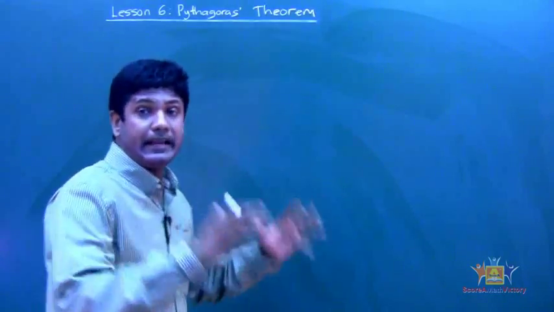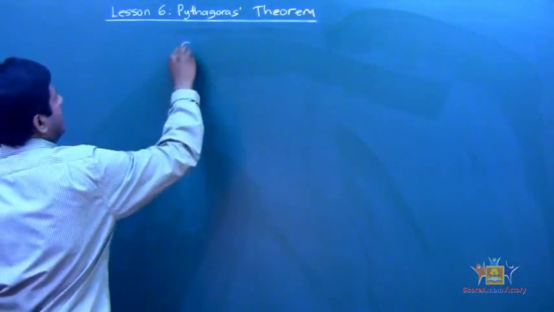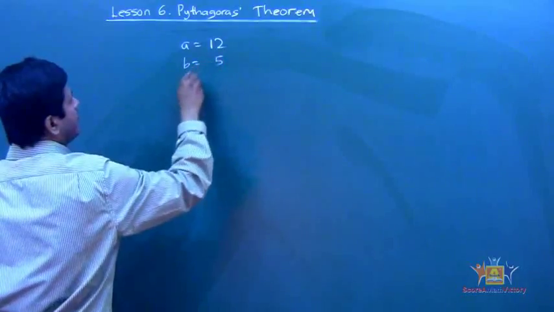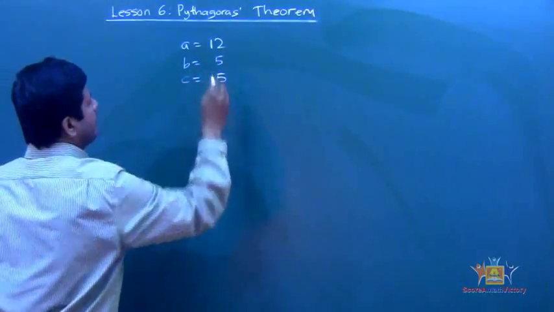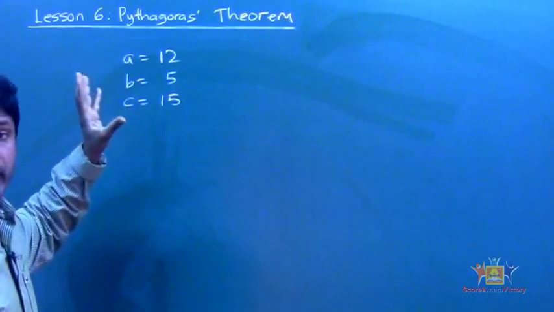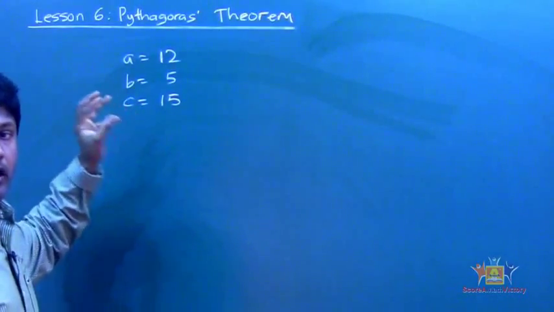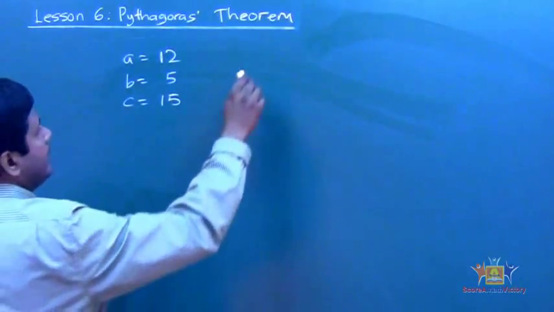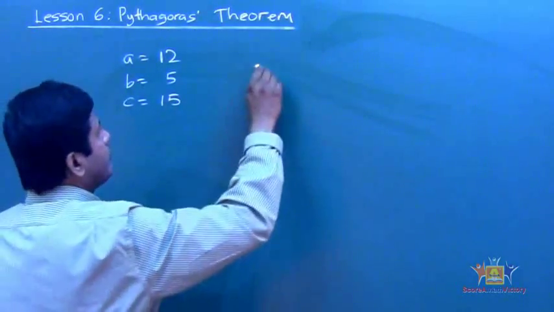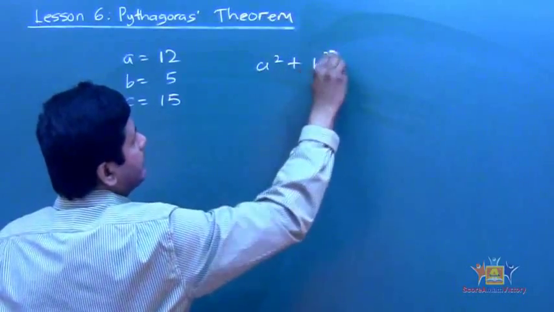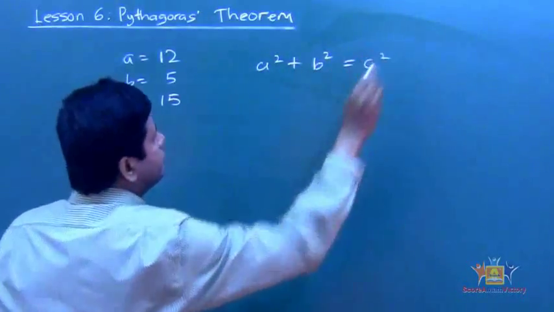My dear student, let's rewrite what I gave you earlier, which is A equals 12, B equals 5, and C equals 15. We want to see if this is a right angle triangle, an obtuse angle triangle, or an acute angle triangle. So what do we do? Let's pretend they are right angle triangles and use the Pythagorean theorem formula: A squared plus B squared equals C squared.